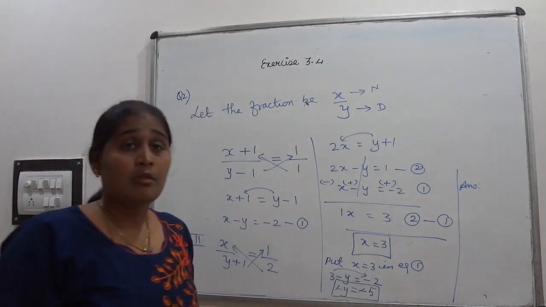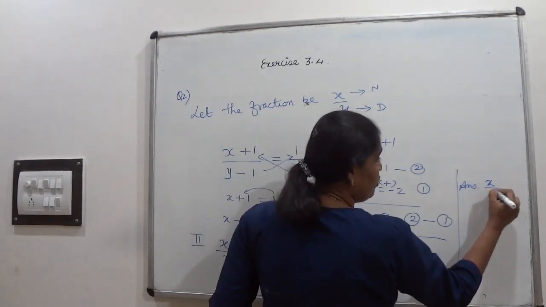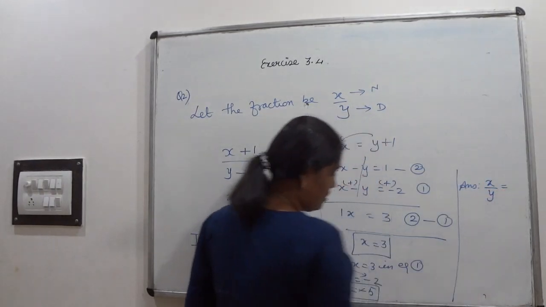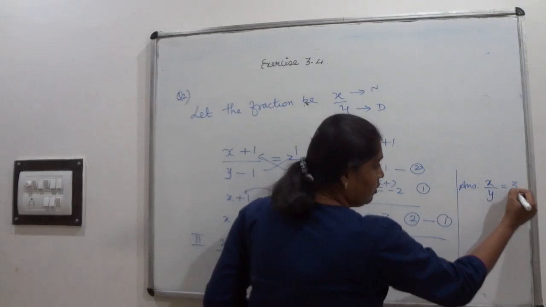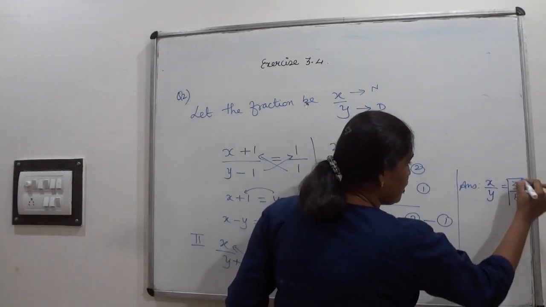What's your question? Find the fraction. So the fraction, what you have taken as x upon y. What is the x value you have? 3. What is the y value you have? 5. So 3 by 5, that is your fraction.